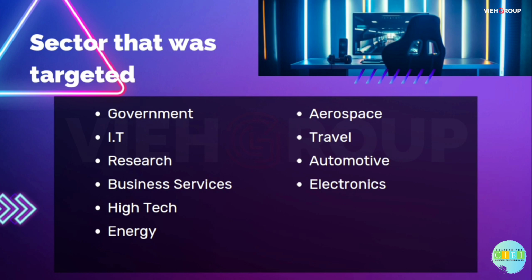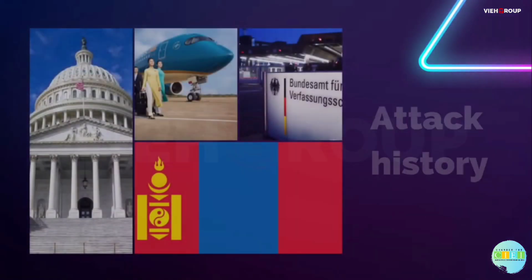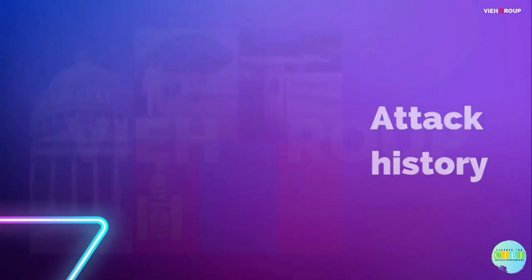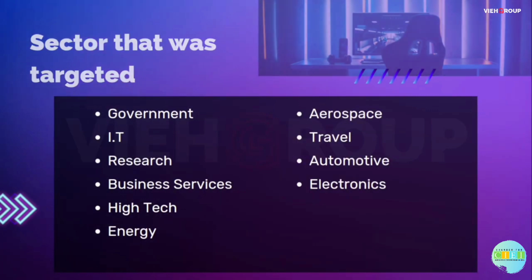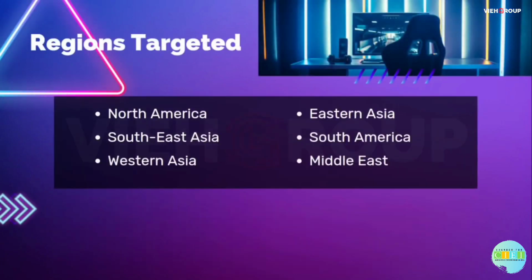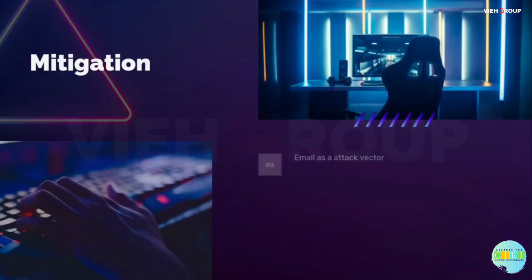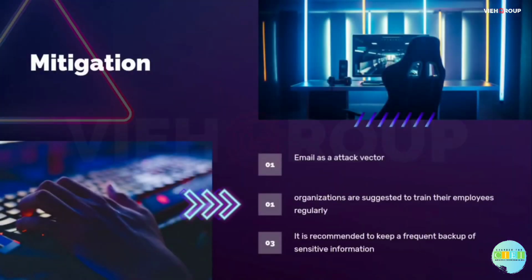So these were a couple of the organizations that were being targeted in the previous days, and the regions, as I told you, were North America, Southeast Asia, Western Asia, Eastern Asia, South America, and the Middle East. This was usually the target range of APT 27. Now let's talk about the mitigations, how we can mitigate these attacks from APT 27.